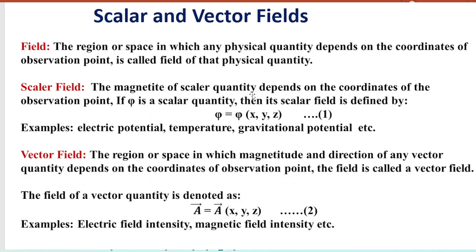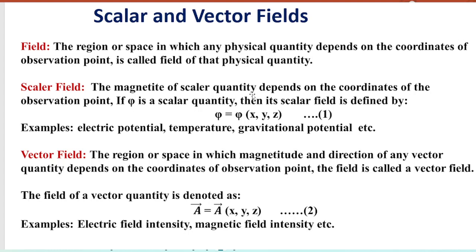Now we have some scalar and vector fields. A field is a region in which any physical quantity depends on the coordinates of the observation point. It is called the field of that physical quantity. And there may be scalar or vector fields, like the scalar and vector quantities were there.